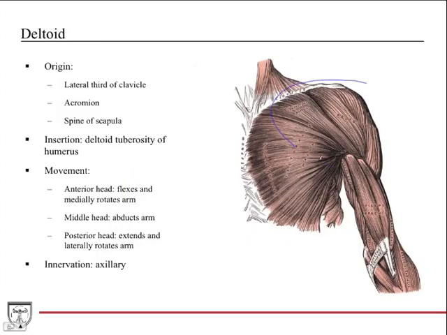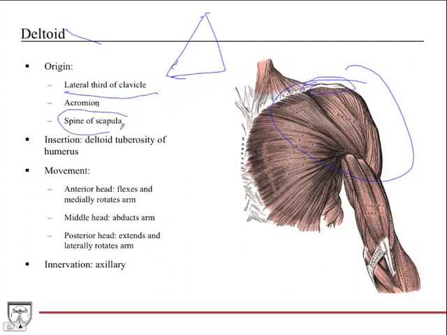Deltoid muscle is this big muscle here. It has a couple of attachment points. It's called the deltoid because the delta in the Greek alphabet looks like that, and so it's kind of triangular shaped. So that's why it's called the deltoid. It attaches from the lateral third of the clavicle, which you can see right here. And then it also attaches to the acromion and then posteriorly onto the spine of the scapula.